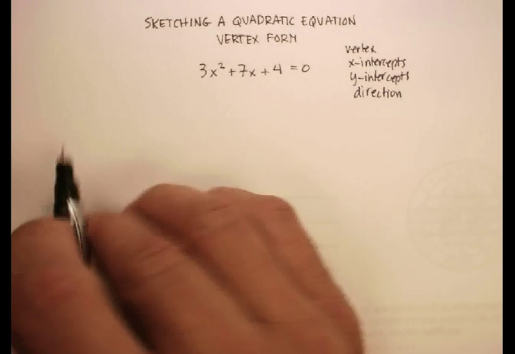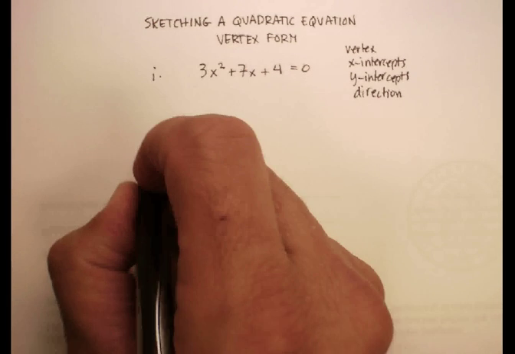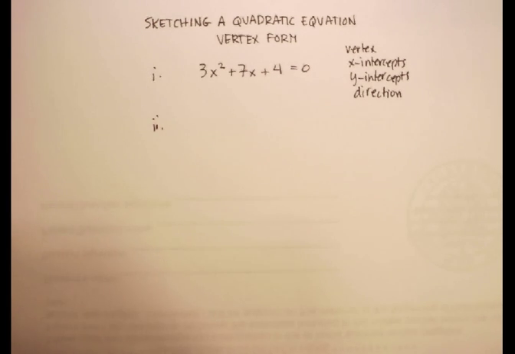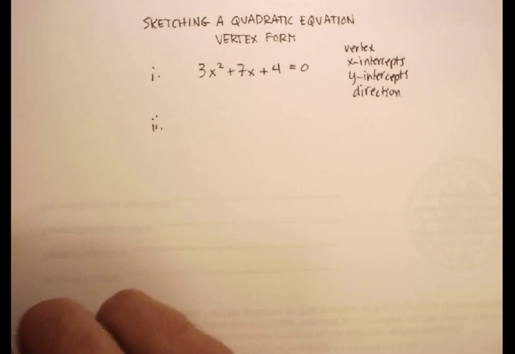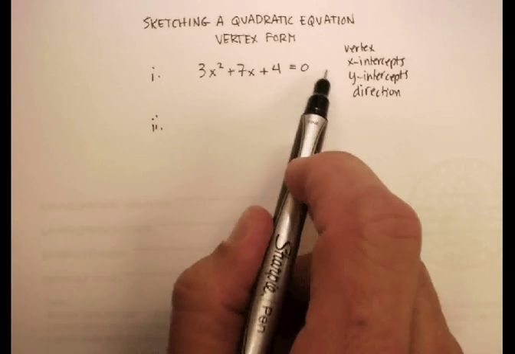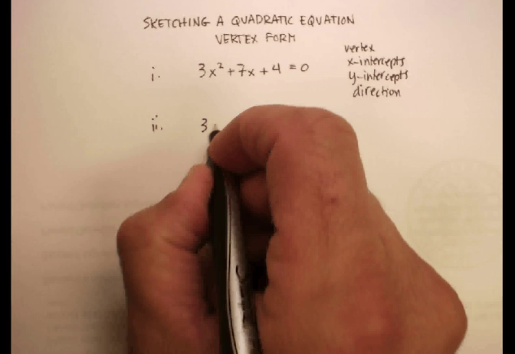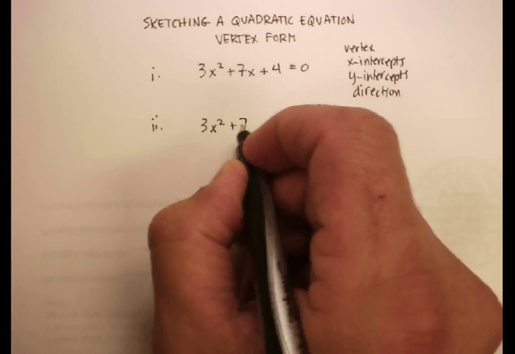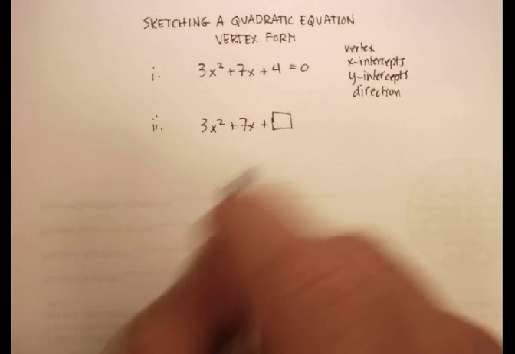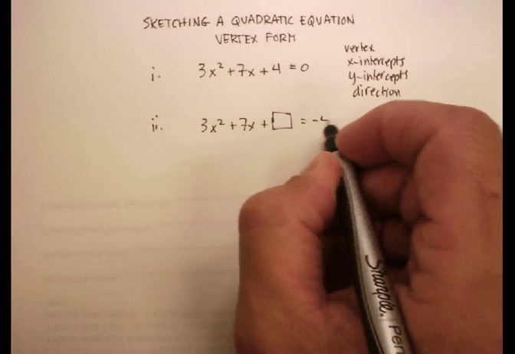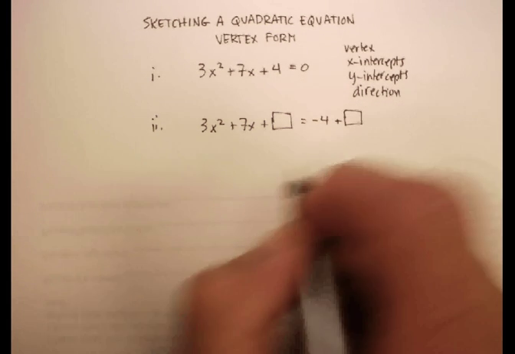Now, to find the vertex form, there's a lot of ways to do this. I'm just going to show you one way, and it might seem a little complicated, but you can play this video as many times as you want to understand what's going on. The first thing I'm going to do is move the 4 over to the other side. So I'm going to have 3x squared plus 7x plus something, because I'm going to end up completing the square here, is equal to negative 4 plus something.